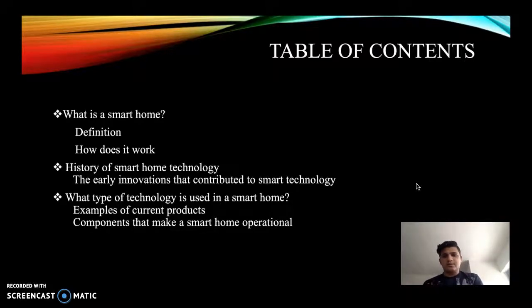So what is the table of contents? What is a smart home? First we will talk about the smart home definition, how it works, the history of smart home technology, and the early innovations that contributed to smart technology. What type of technology is used in the smart home? We will also discuss that, examples of current products, and the components that make a smart home operational.